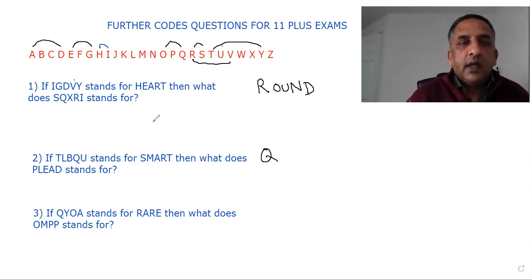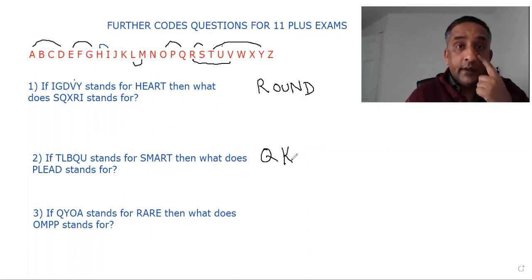Now the next one is we have to see how they went from M to L. M is here and L is just one space behind. So it means from L, we'll go one space behind. From L, you go one space behind. So it will be K. K is the next letter, right?